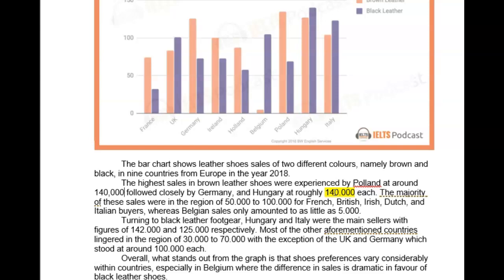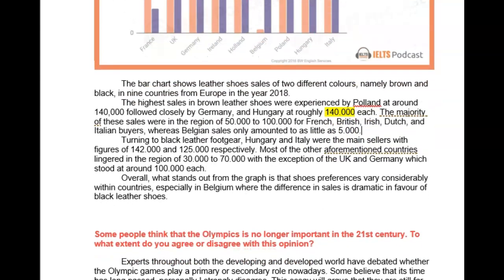Okay, the majority of these sales were in the region of, yes, so we need to say of brown shoe sales, you might need to repeat that, in the region of 50,000 to 100,000 for these ones, Italian buyers, respectively, so each country, whereas, strikingly or dramatically, in Belgium, sales were only as little as this. So just show off some of this language that I know you've got, to draw attention to the anomalies in this picture.